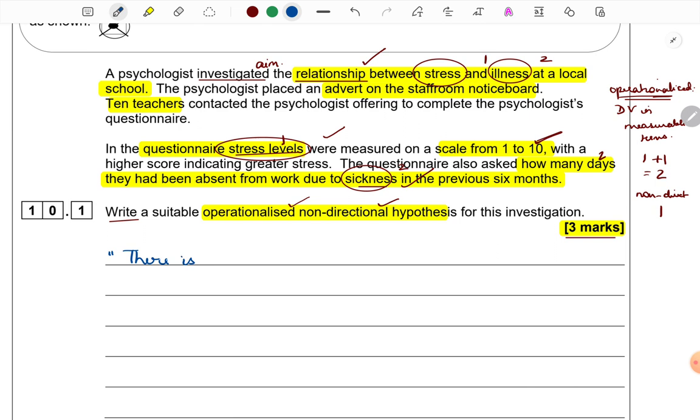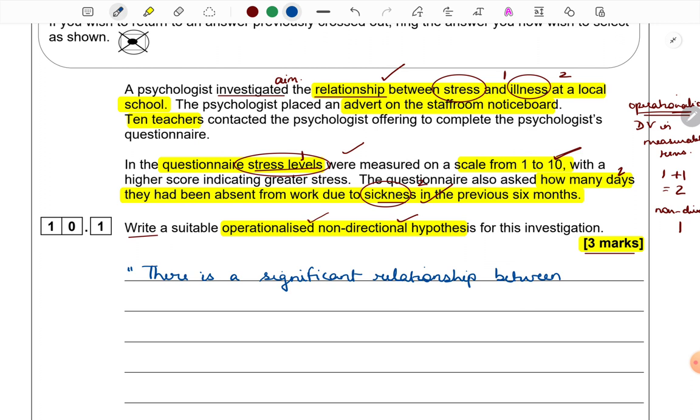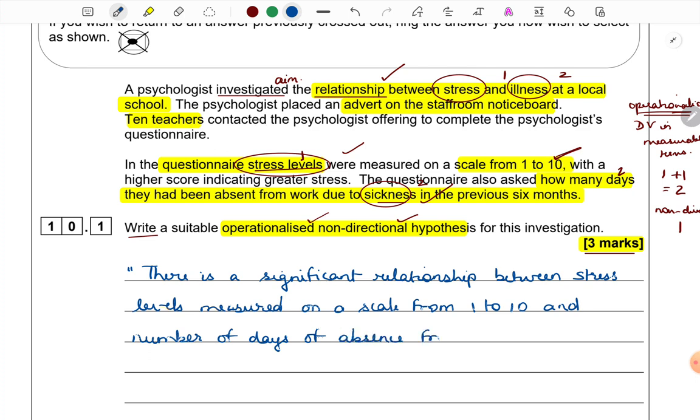There is a significant relationship between stress levels measured on a scale from 1 to 10 and number of days of absence from work due to sickness in the past 6 months.